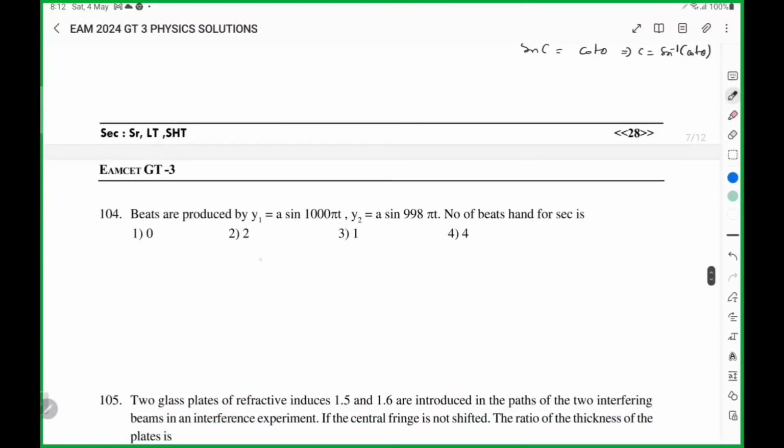Here he is asking only beats. Omega 1 is 1000π, so n1 becomes 500. Omega 2, which is 2π n2, is 998π, so n2 will be 499 Hz. The difference from 500 Hz, the number of beats, is 1.